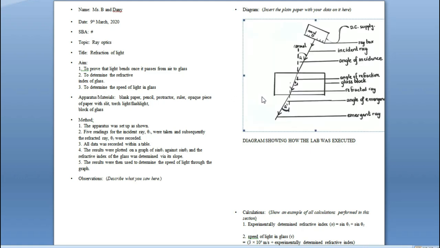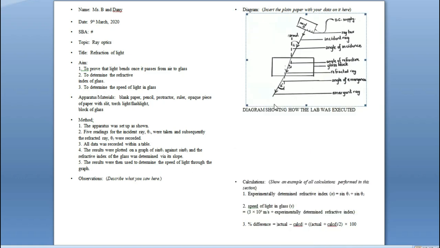Oh! So, this looks like we went a little bit smaller. I mean, we went off the page, so we look smaller. And then we're gonna fix this. This is the apparatus set up as shown. Oh, it's already in past tense. So you get a gift from me.